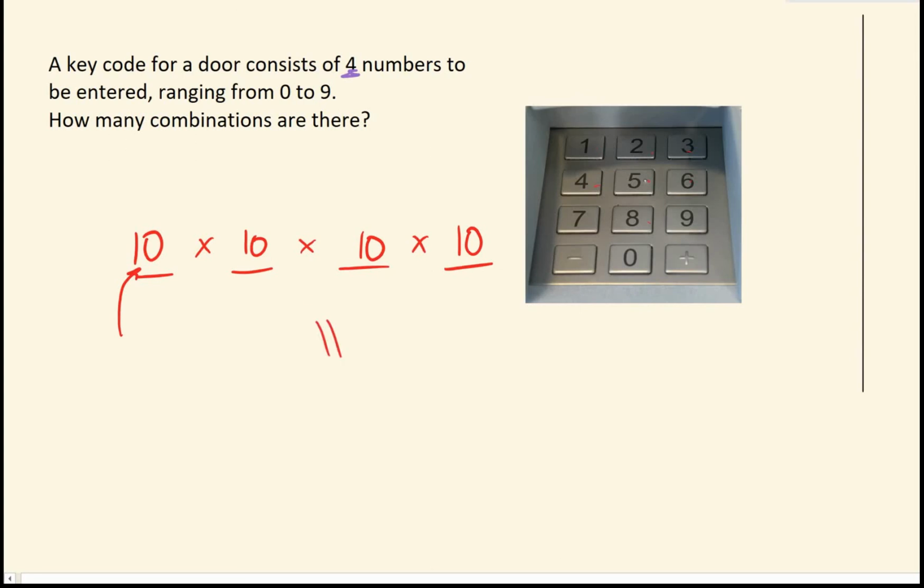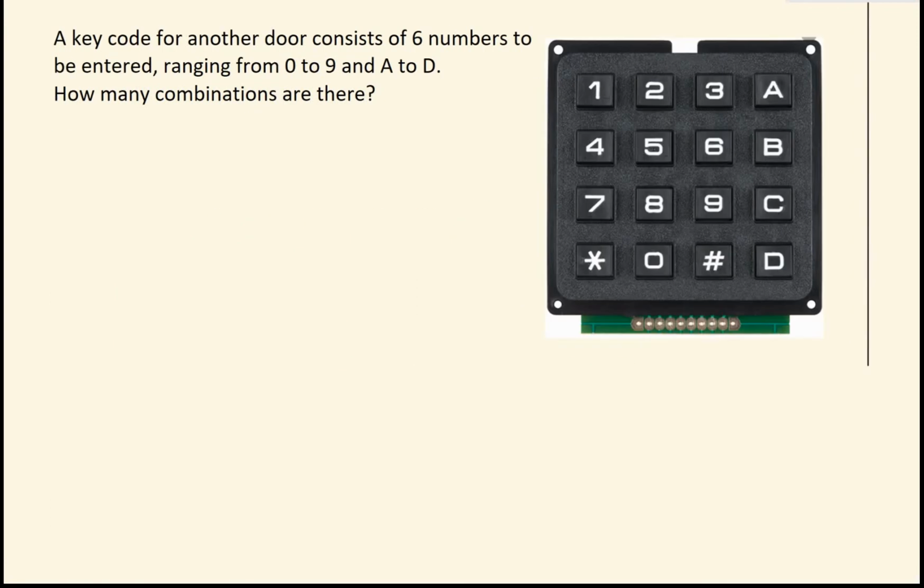So 10 times 10 times 10 times 10 is going to be 10 to the power of 4, which is 1 with 4 zeros behind it, or 10,000 combinations.